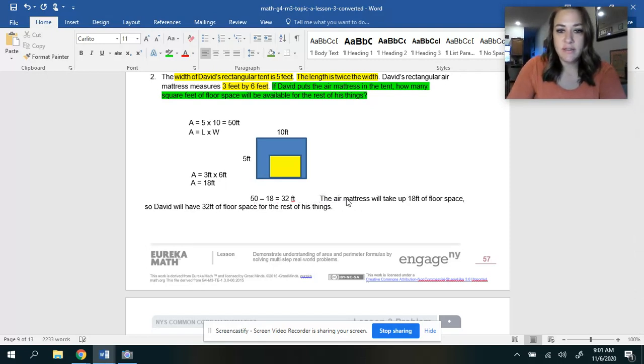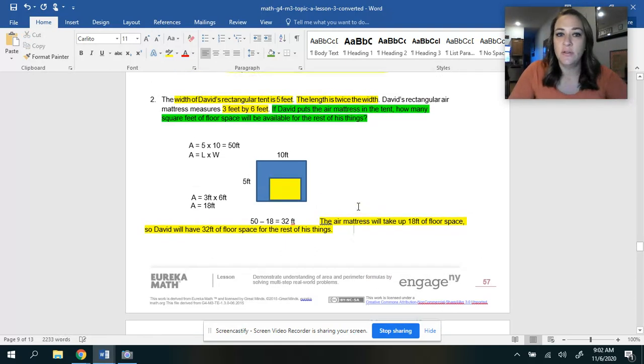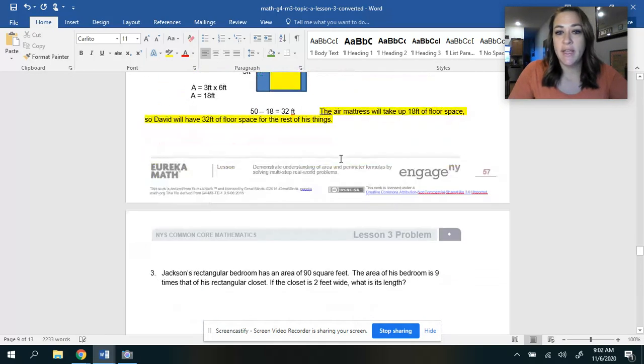Really making sure that we're answering the question with these multi-step word problems. They've talked a lot about how it is super easy for us to answer the first part. So maybe some of you may have thought we were done when we found the area of the tent. That's not what it was looking for. So you have to be really careful and make sure you're answering the question it's asking and not just part of the problem.